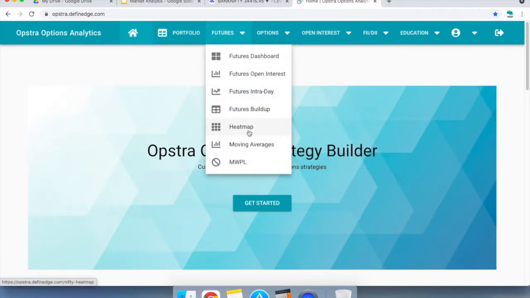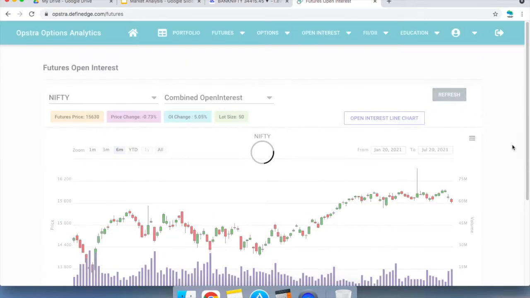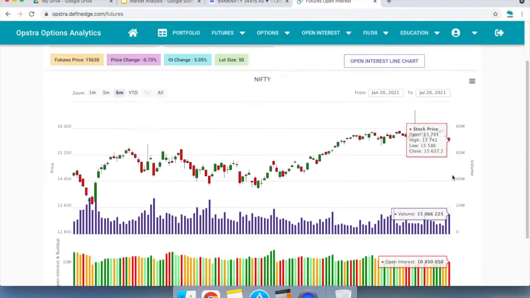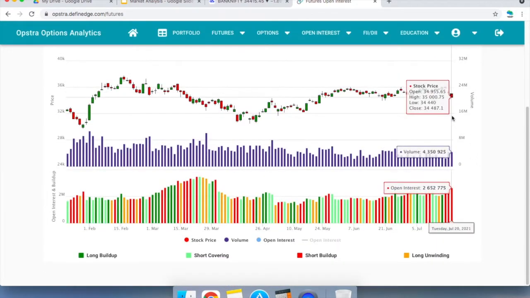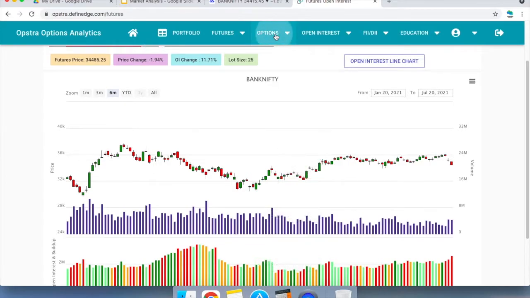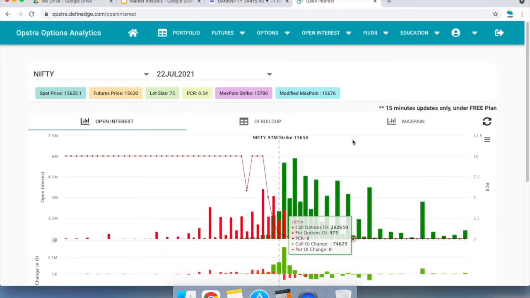On the last trading day, if you see the open interest for the futures contract, what does it show? It shows that it's a clear short buildup that has happened on Nifty, and Bank Nifty is also showing a clear short buildup. What is the option open interest data showing? Option open interest data for 22nd July 2021.